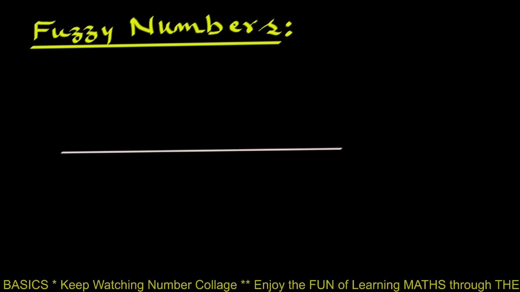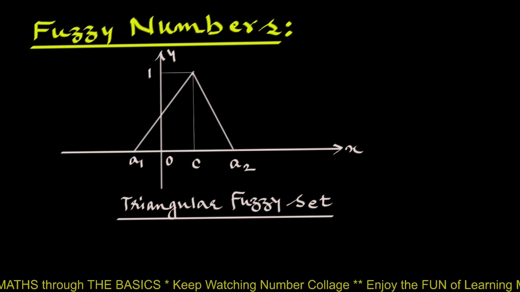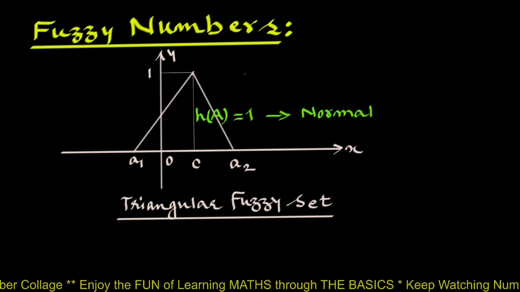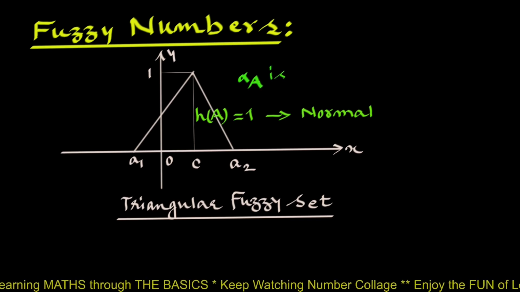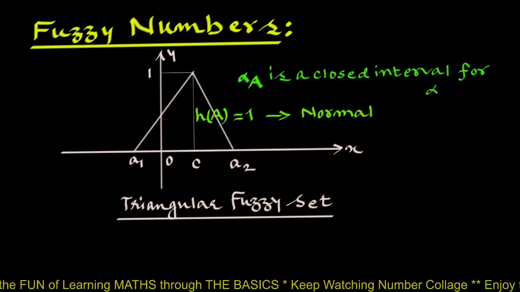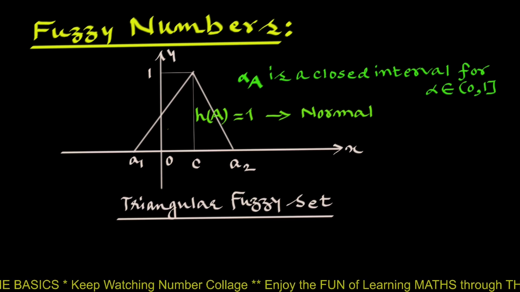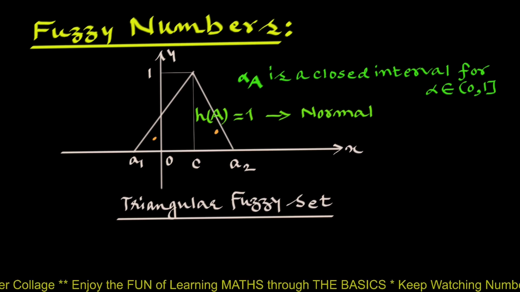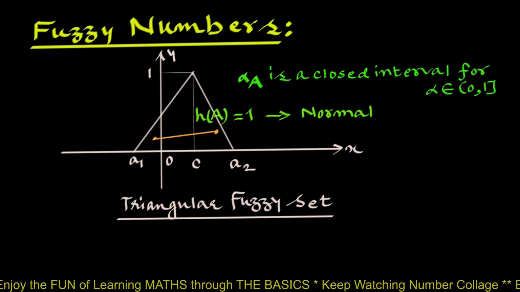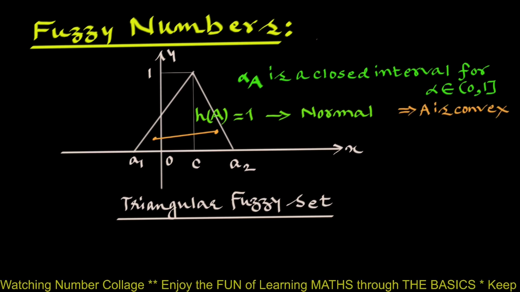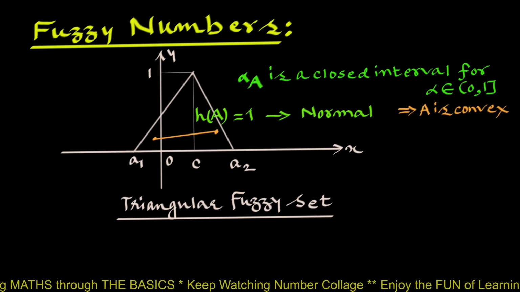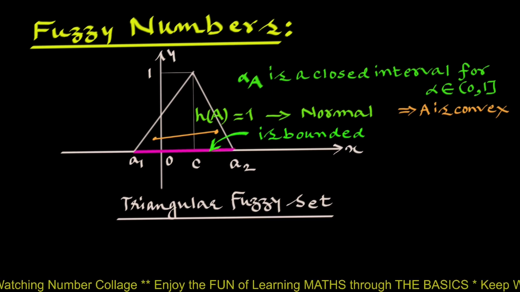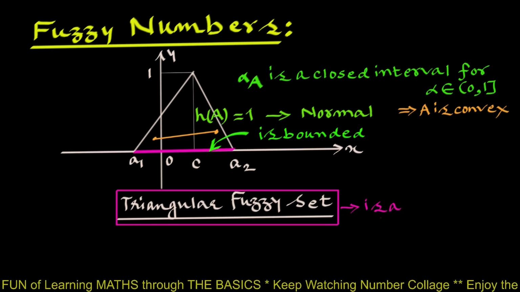Graph of a triangular fuzzy set. In this triangular fuzzy set, height is 1, hence it is normal. Secondly, alpha cut A is a closed interval for alpha belonging to open 0, closed 1. That is, a segment joining any 2 points in its interior lies entirely within the triangle. So A is convex. And thirdly, strong zero cut A, that is support A, is bounded. Hence, this triangular fuzzy set is a fuzzy number.